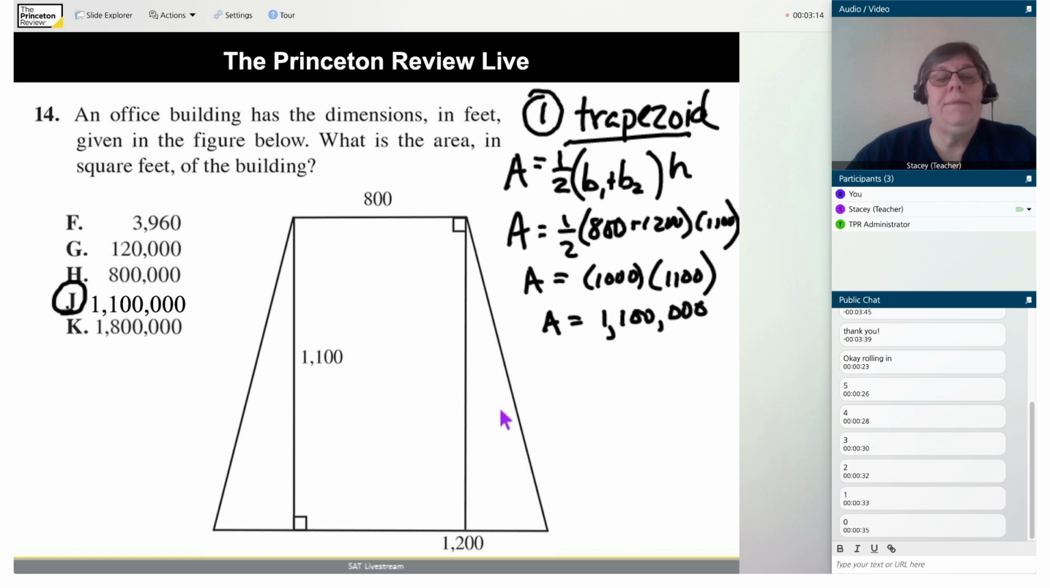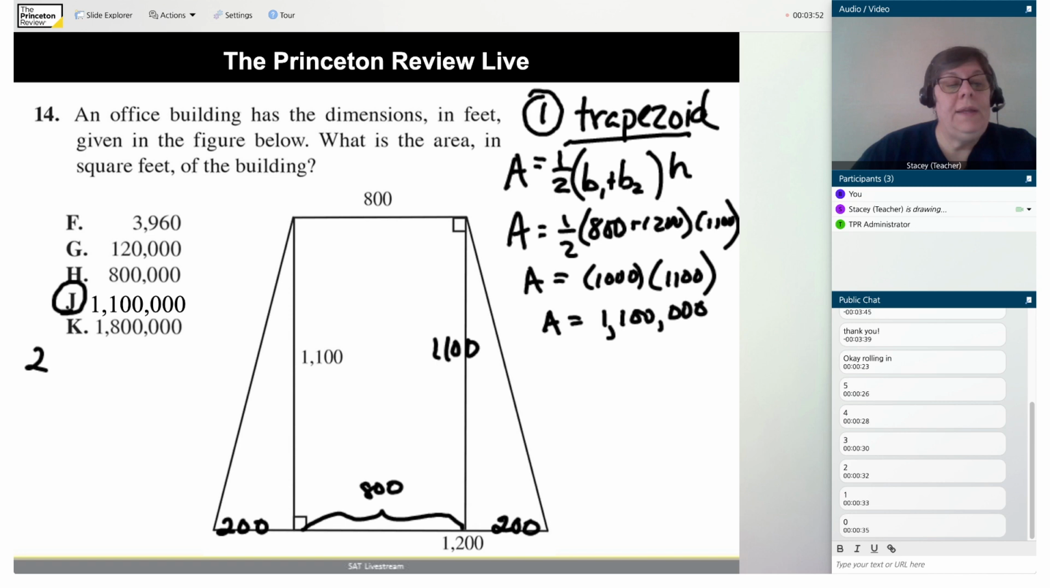So I'm like, well, hang on. If this is a rectangle, opposite sides in a rectangle are equal. So if that's 1100, that's 1100. If the top is 800, then the bottom is 800. If the total length is 1200, and these are even sides, then I'm going to have to take that extra 400 and divide it up evenly between the two triangles. So that means I'm going to have 200 here and 200 here. So the second way to find the area of this problem is to break it up into a rectangle and two triangles.